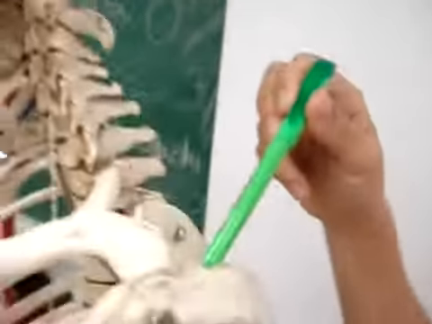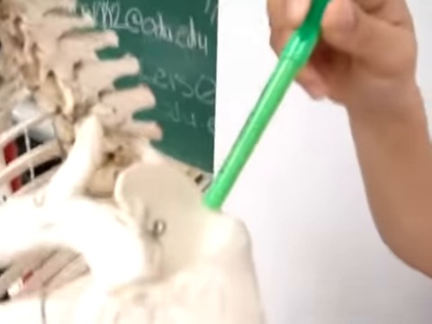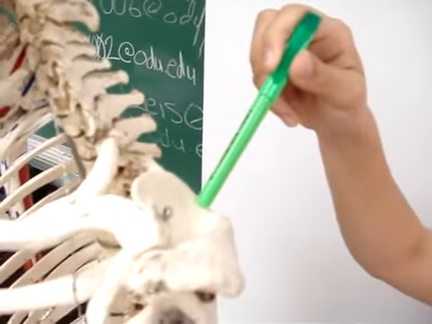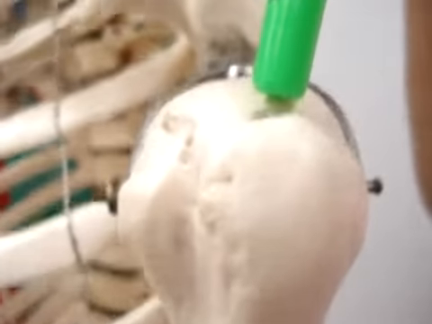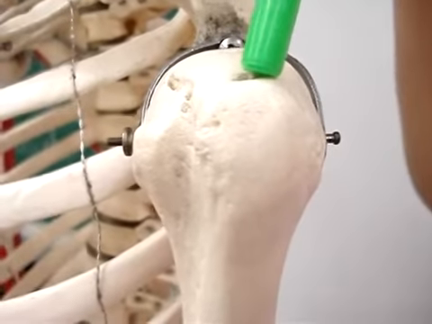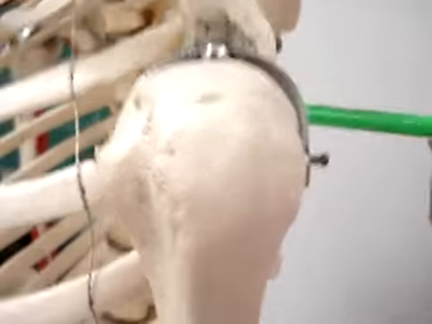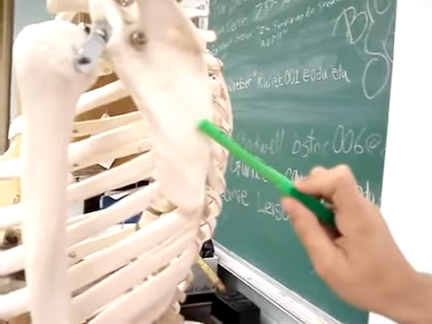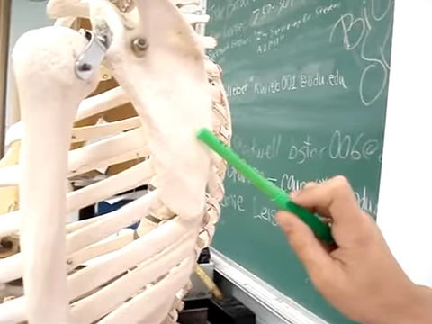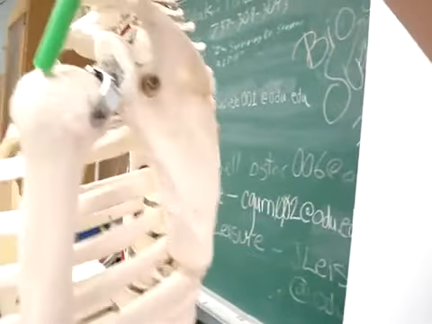Supraspinatus originates on the supraspinatus fossa of the scapula. It inserts on the greater tubercle of the humerus. Infraspinatus originates on the infraspinatus fossa of the scapula and inserts on the greater tubercle of the humerus.